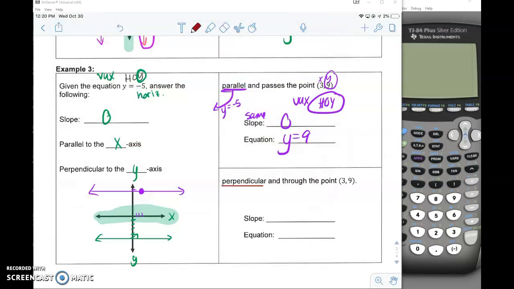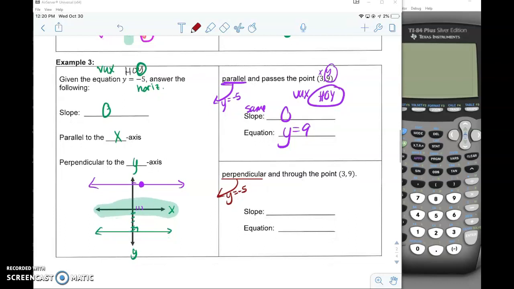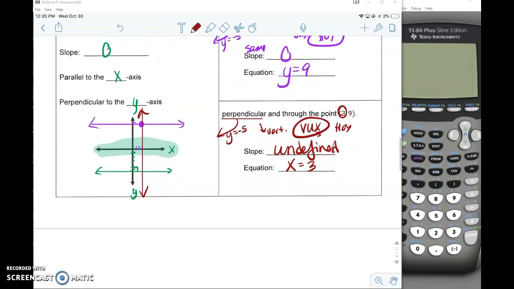Now we need perpendicular to our original line, still going through the point positive 3, 9. Perpendicular to horizontal means we have to have a vertical line. If I think vux hoy, a vertical line has an undefined slope. And vertical lines are equations that are only x equals. If I look at my ordered pair, I see that x is equal to positive 3. This concludes Note 7.4.